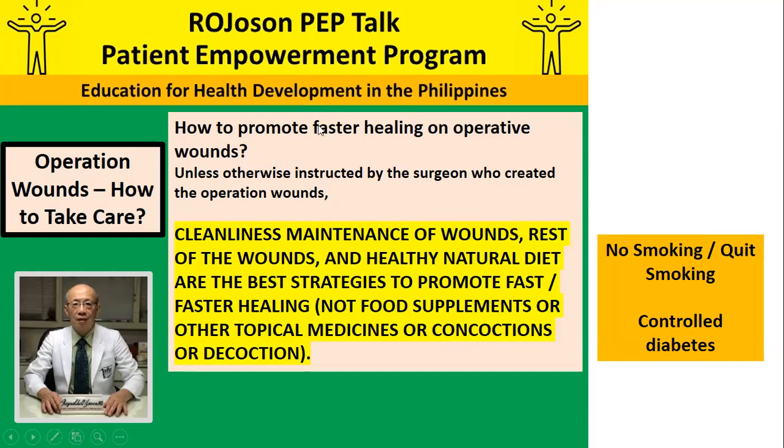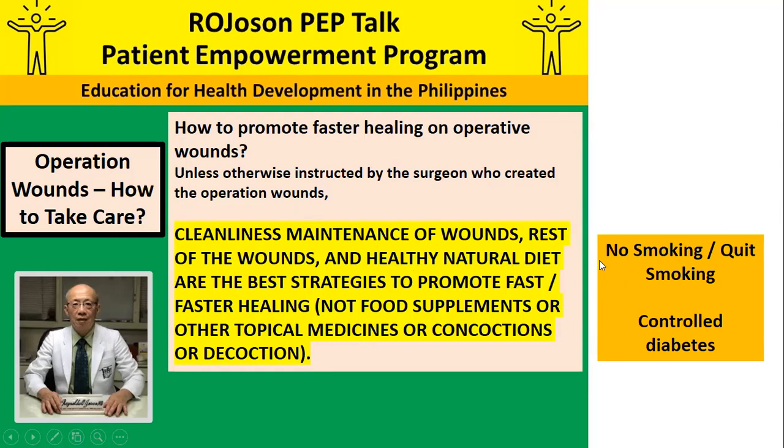This is to promote faster wound healing now. So to promote faster wound healing, the strategies will be cleanliness and maintenance of the wounds, rest of the wounds, and a healthy natural diet. These are the best strategies to promote faster healing. So not the food supplements or other topical medicines or concoctions or decoctions. So simply lang: cleanliness, maintenance, rest of the wounds, wag masyadong stretch na too much, no, flex too much, and then healthy natural diet. Pwede na, okay?